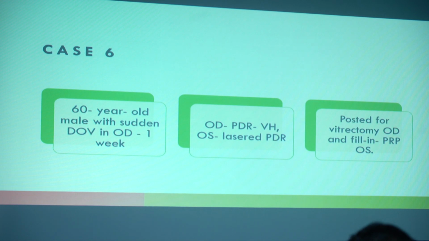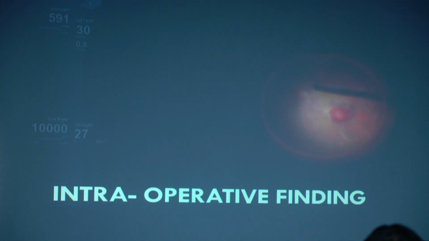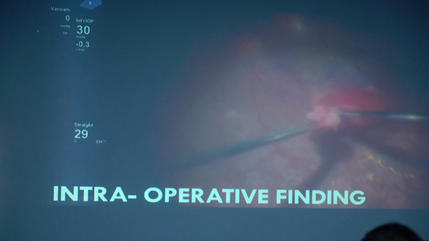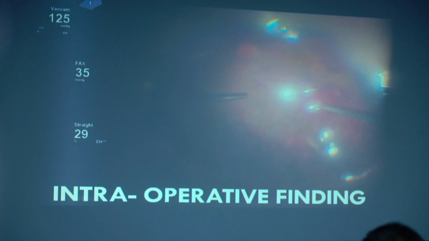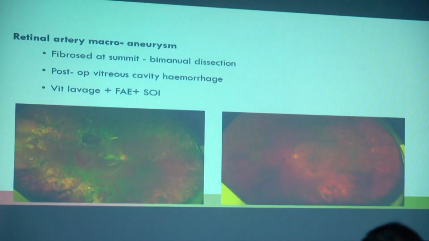a 60-year-old male with sudden diminution of vision in the right eye of 1 week. Right eye there was PDR with VH, left eye lasered PDR, posted for vitrectomy in the right eye, and dense vitreous hemorrhage, and there was a RAM which we found. It was cut out and laser was done around it, and the patient is doing okay. Retinal artery macroaneurysm was there, which was fibrosing at the summit, and bimanual dissection was done for that.